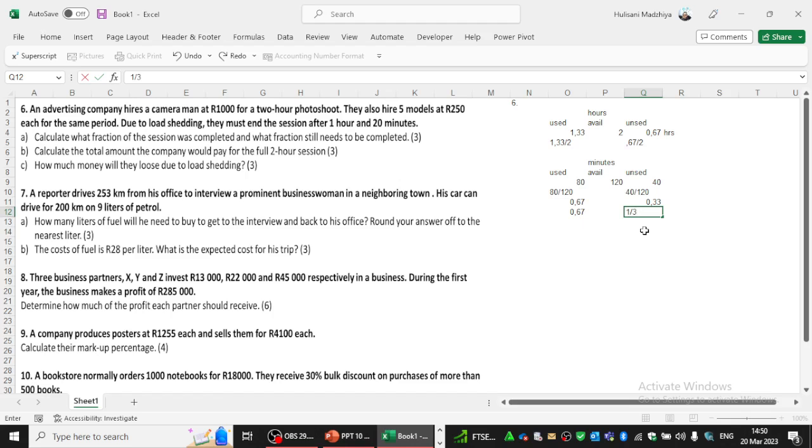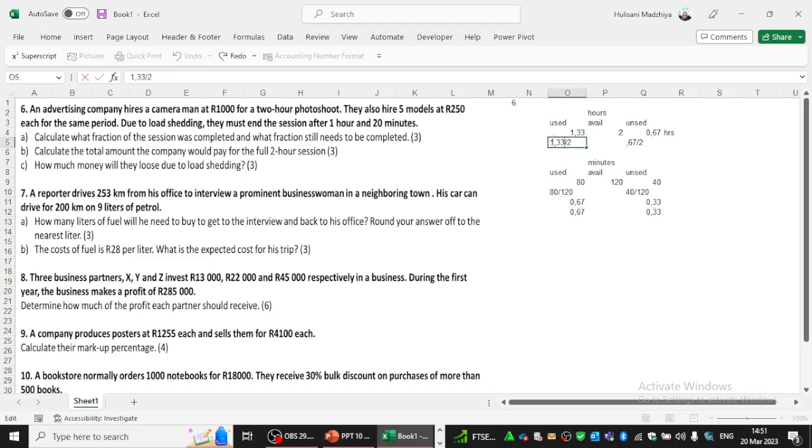And therefore 4 out of 12 can be simplified to 1 out of 3, where we're going to divide 4 by 4, which will give us 1, and dividing 12 by 4 gives us 3. So that will give us 0.33. So this is all represented in fractions. So this will be 1 out of 3.